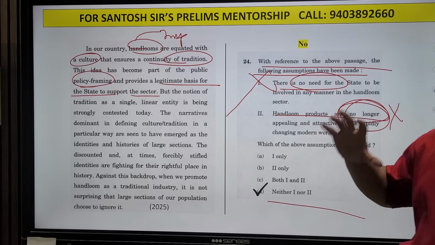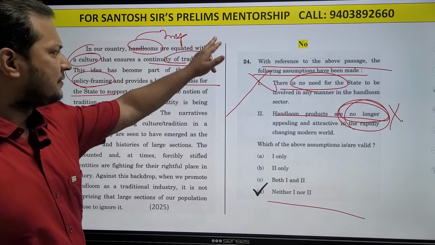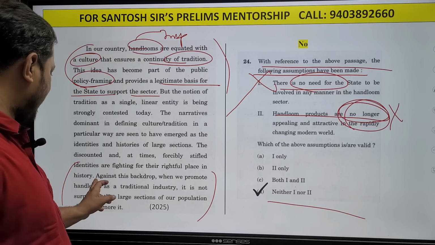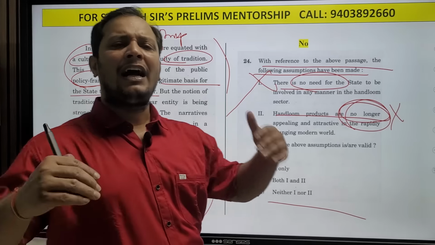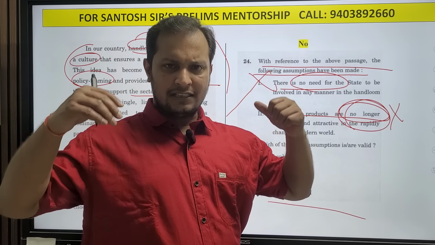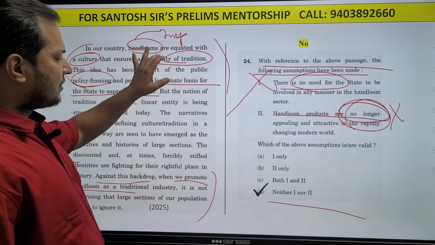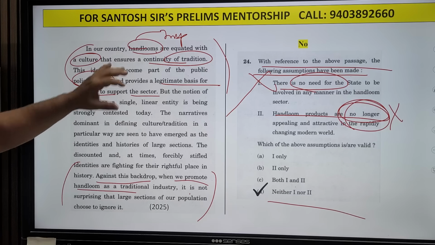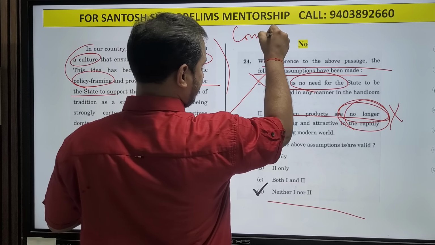So, what is the technique in reading comprehension? Always read the first line. You can read the last line also if you want. Against this backdrop, when we promote handloom. So this article is about what? Handloom promotion, how the state promotes the handloom sector. That is what the article is about. So the first line and last line are very important, and I'm also going to teach you another thing at the end of this session: connectors.